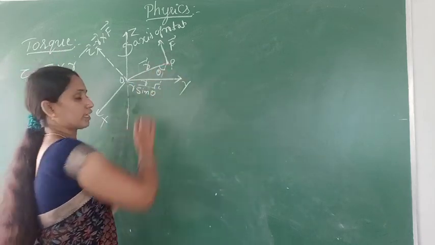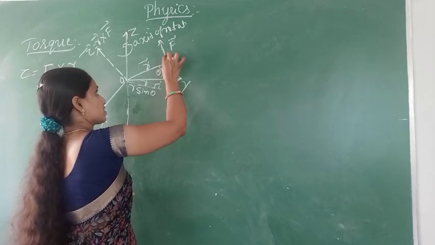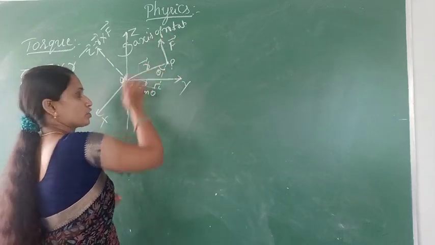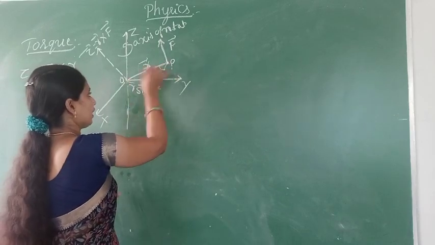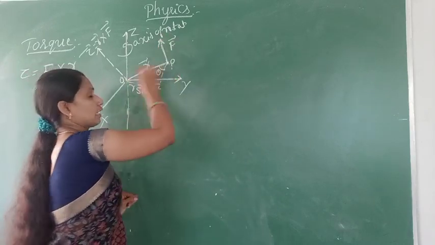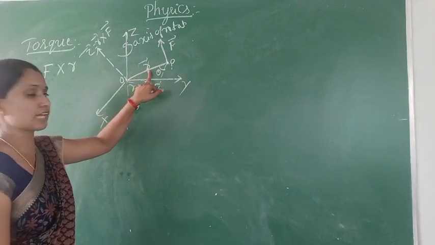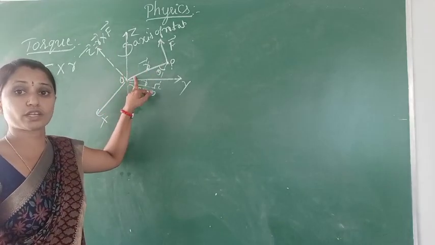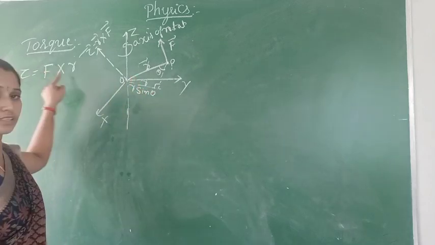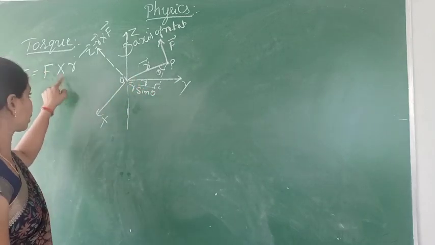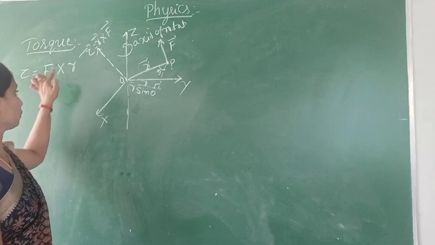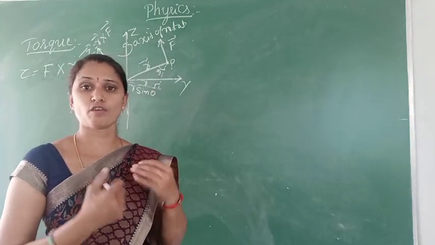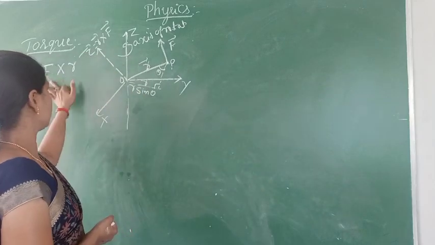So here we say there is a point particle. Force is always exerted like this. This is the direction of force, and r is the position vector. This line is always perpendicular to the axis of rotation. Clear? So torque is defined as the product of force and the perpendicular distance from the axis of rotation.